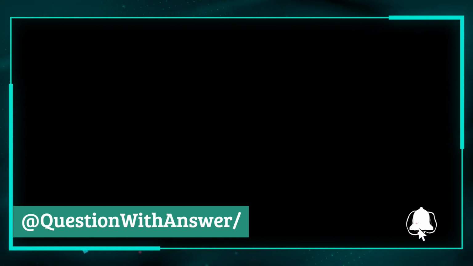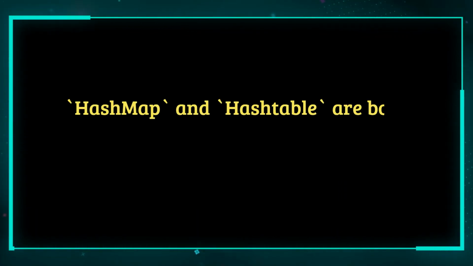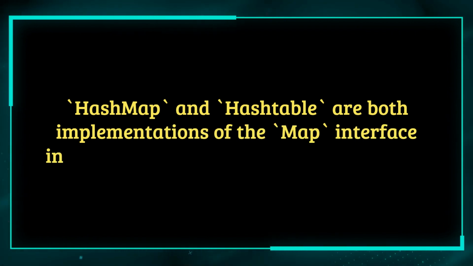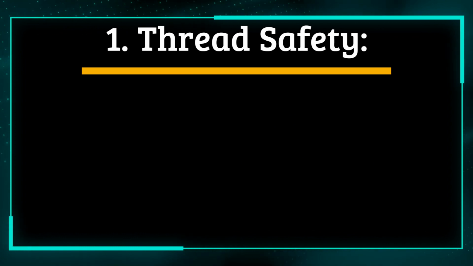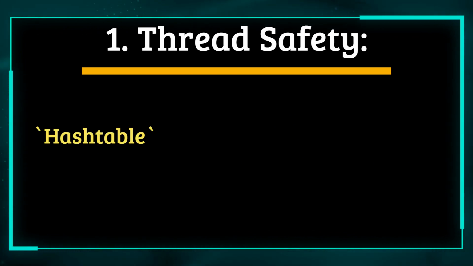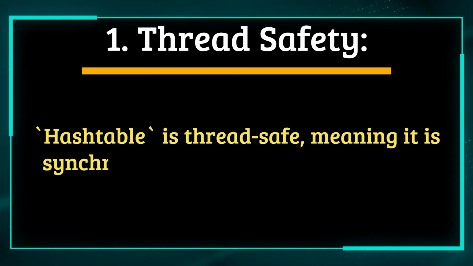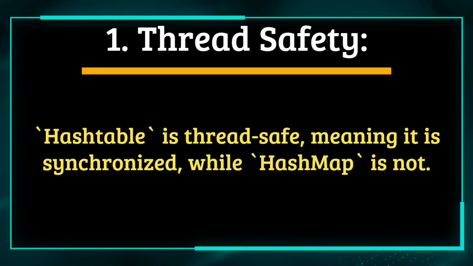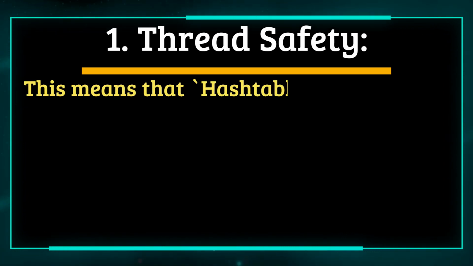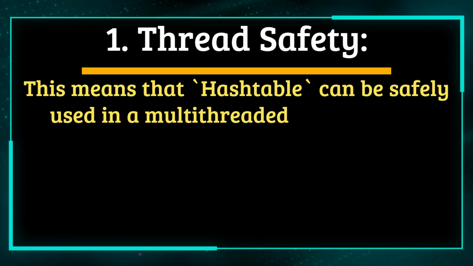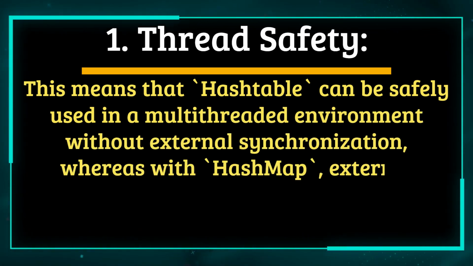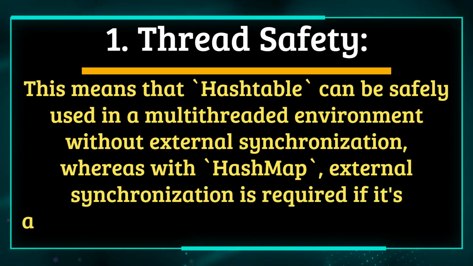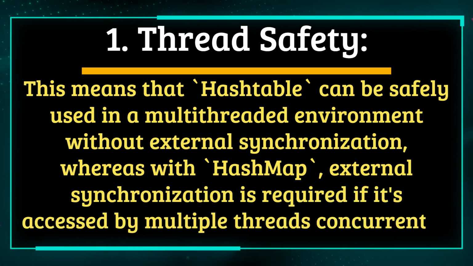Answer. HashMap and HashTable are both implementations of the map interface in Java, but they have several differences. 1. Thread safety. HashTable is thread-safe, meaning it is synchronized, while HashMap is not. This means that HashTable can be safely used in a multi-threaded environment without external synchronization, whereas with HashMap, external synchronization is required if it's accessed by multiple threads concurrently.